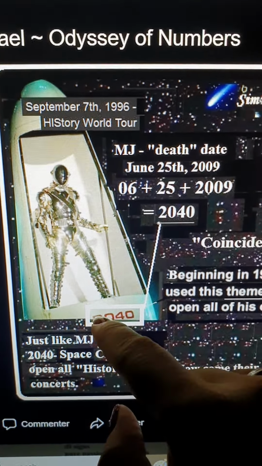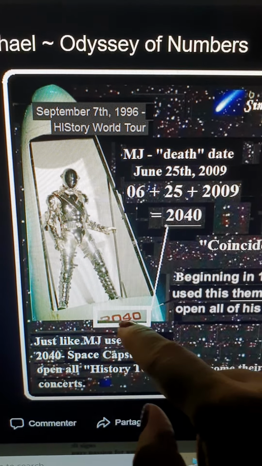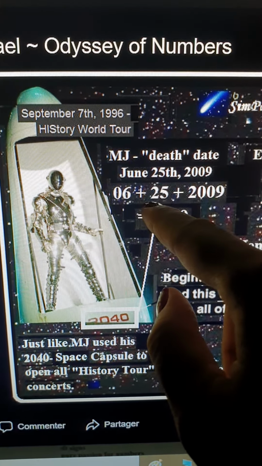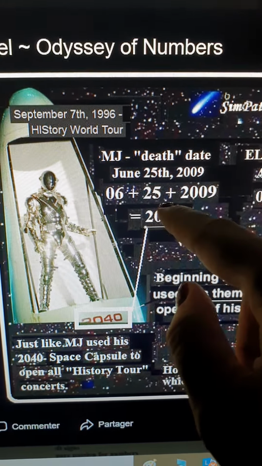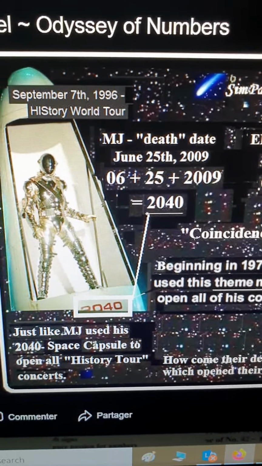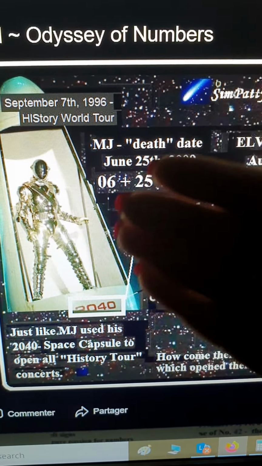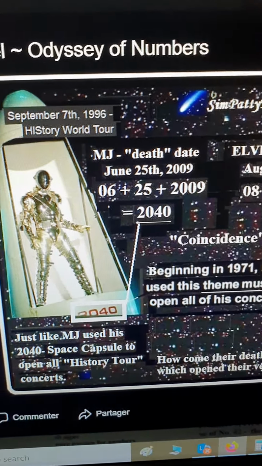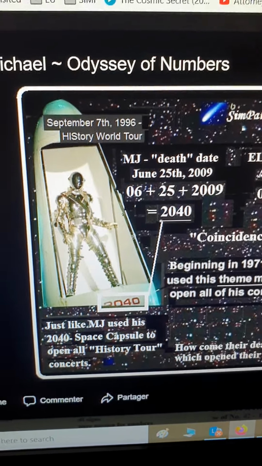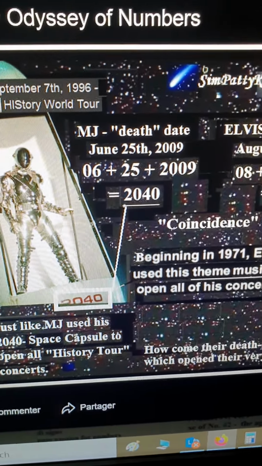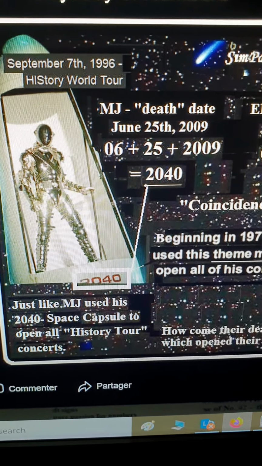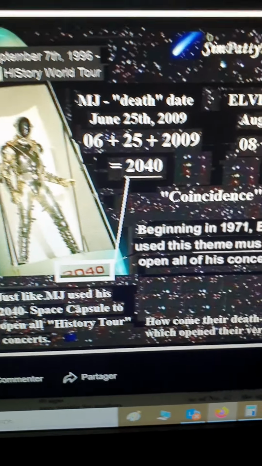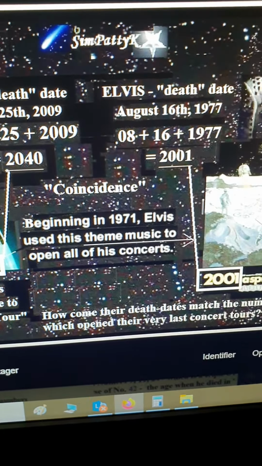The capsule, the time capsule, is marked with 2040, which is exactly the sum of the date of death, June 25th, 2009, which equals 2040. So it's a time capsule. In time we managed to find the clues that he left in the past. Remember, the album is called History: Past, Present and Future. So just like Michael used his 2040 space capsule to open all History tour concerts, now what did Elvis do?